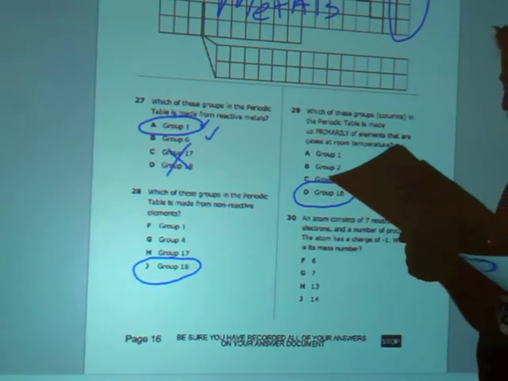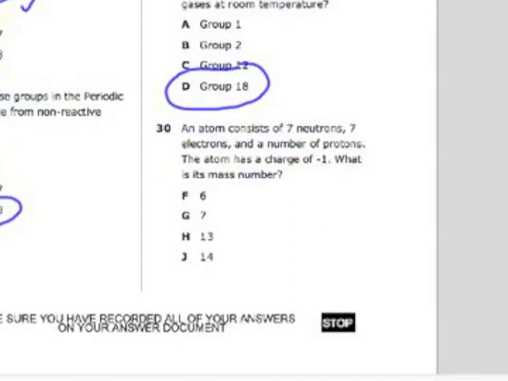Okay, 30. An atom consists of 7 neutrons, 7 electrons, a number of protons, and a charge of negative 1. So negative 1 charge. What is this mass number? Okay, all we need to know for this is the 7 neutrons that make up the mass and the protons. How are we going to find the protons? Well, whenever you get a negatively charged atom, you get one more electron, so you lose a proton.